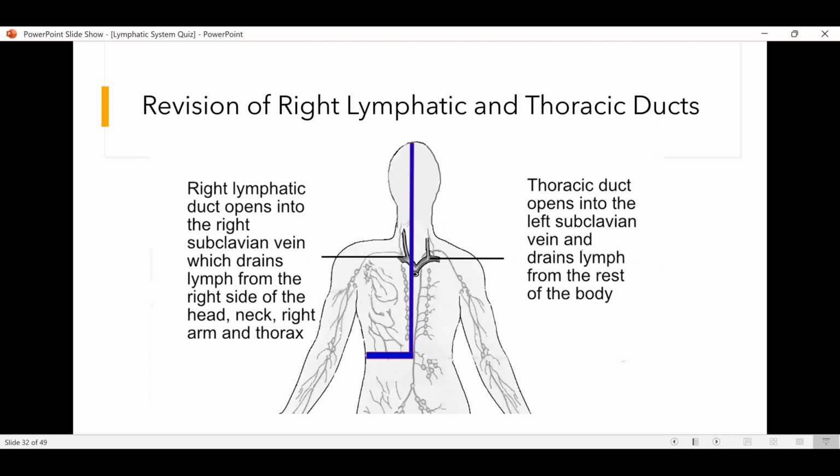If we look at the diagram, the right lymphatic duct is coming here, and then that's going in there, and then the left side is everything else, including the legs. So we're quite imbalanced with this. No idea why. Doesn't make sense to me.